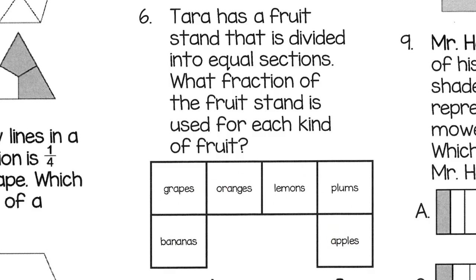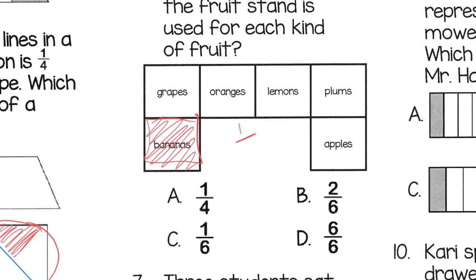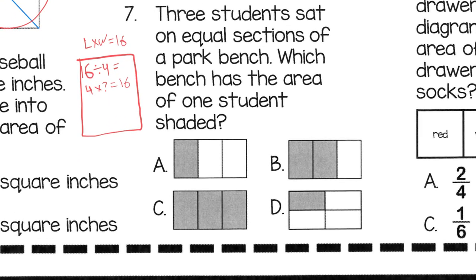So they want to know what fraction of the fruit stand is used for each kind of fruit. So that means if I was looking at just one section like bananas, that's 1 out of how many? So our top number of the fraction would be 1, and then I'm going to let you find the answer by counting the total number of sections of the fruit stand. When you're ready, you can meet me at question number 7.